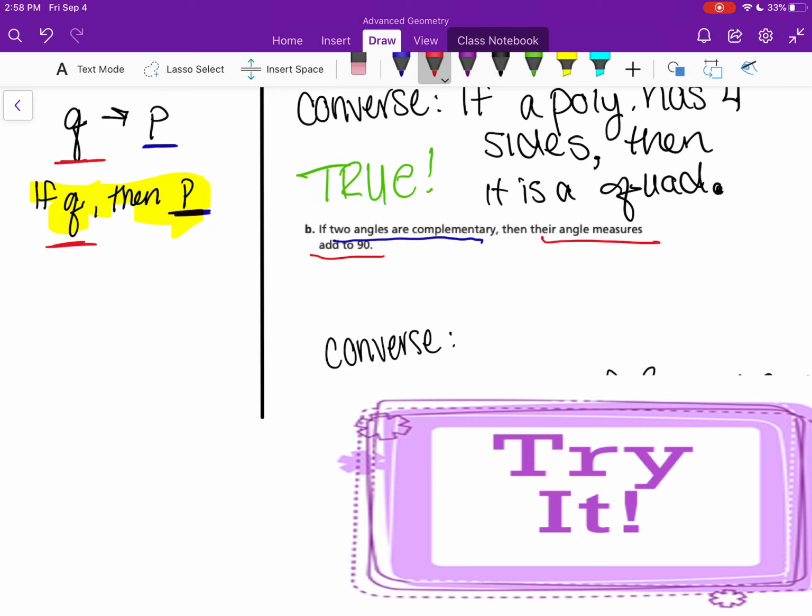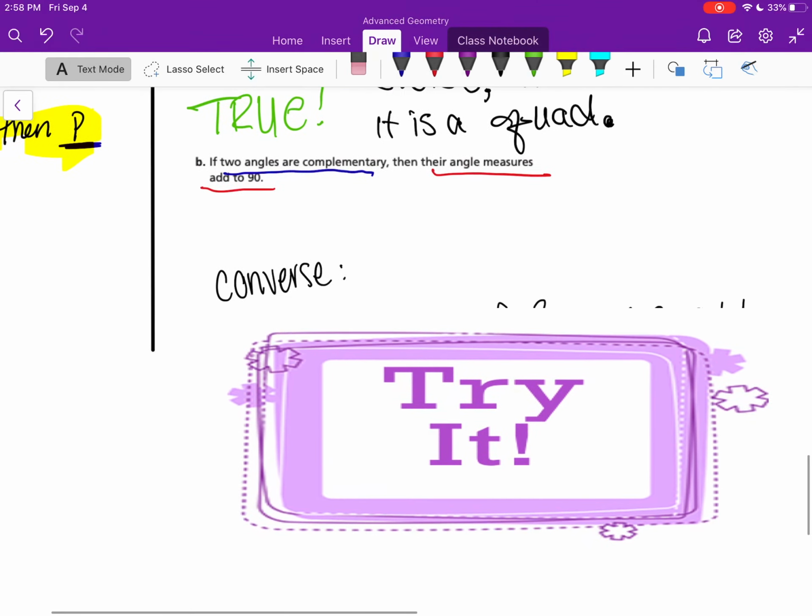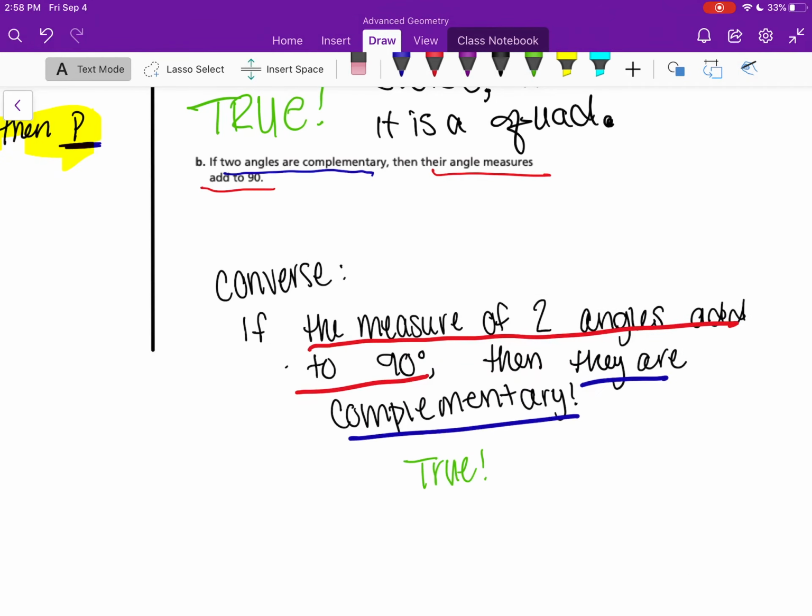Write the converse and then determine whether it is true or false, the truth value. Let's check our converse. Remember, the converse just means we're going to flip it around. So the converse would be, if the measure of the two angles add to be 90, then they are complementary. So we have reversed it. We've flipped around the hypothesis and the conclusion. And this statement actually is true as well. If the measure of two angles add to be 90, then they are complementary angles. And that's by our definition of complementary angles are two angles that add to be 90 degrees.